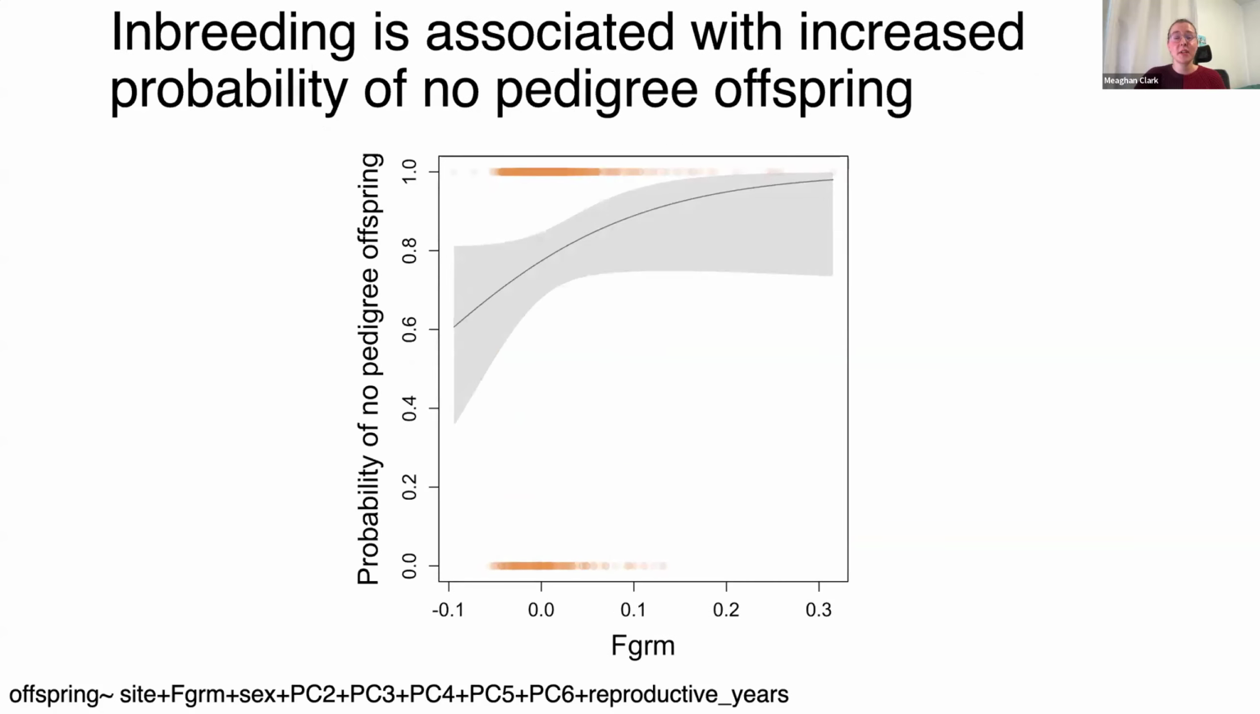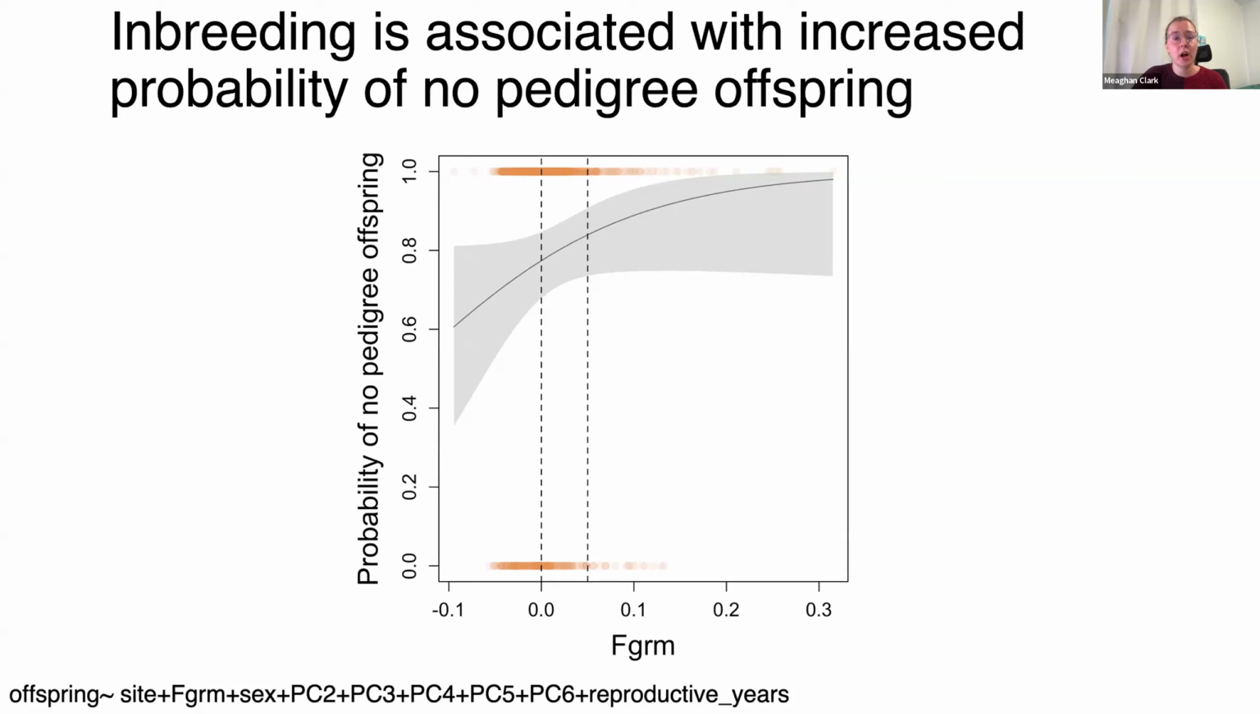What is relevant is that we see a significant relationship between inbreeding and the probability that an individual had any offspring, regardless of number. A 0.05 increase in FGRM is associated with a 53% decrease in the odds of having any offspring in the pedigree. So when inbred snakes reproduce, they only have slightly fewer offspring than non-inbred snakes, but they are much less likely to reproduce overall compared to non-inbred snakes.